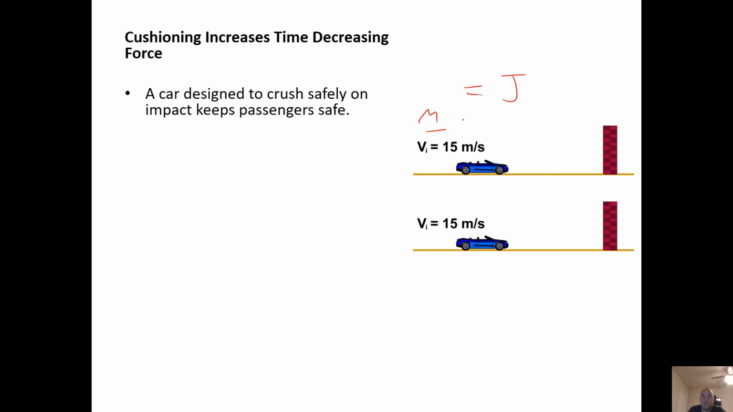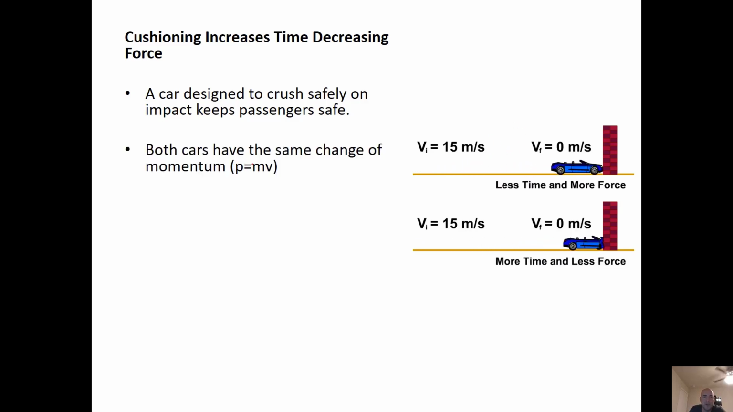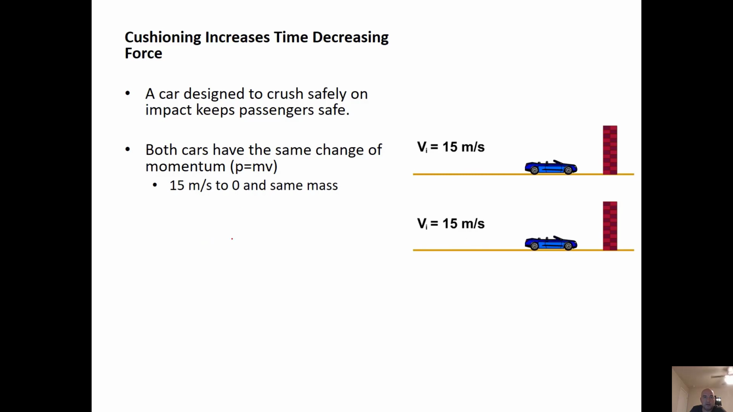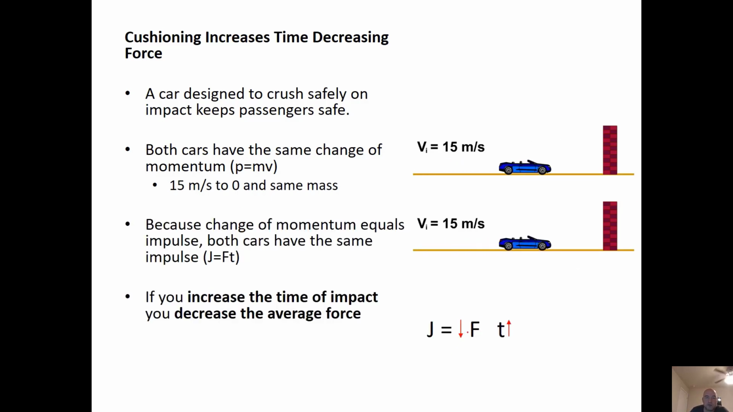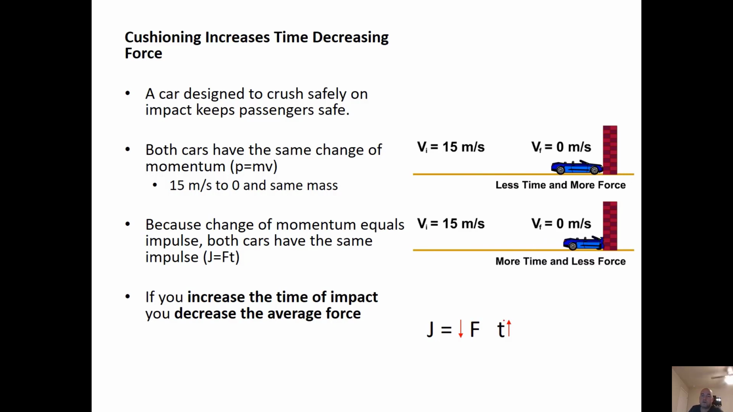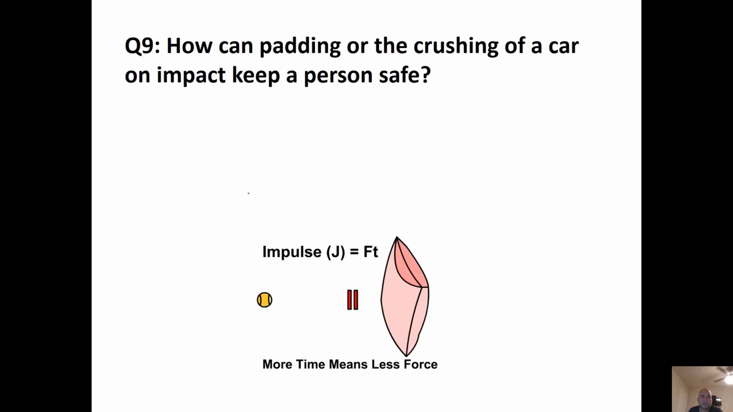And so padding, any sort of cushioning that takes more time to stop something, would decrease the amount of force for the same change in momentum. So both have the same change in momentum, and that's what I explained before. That's kind of what I was talking about. So just note, if you have more time, you're going to have less force when you have the same change in momentum, or the same impulse.